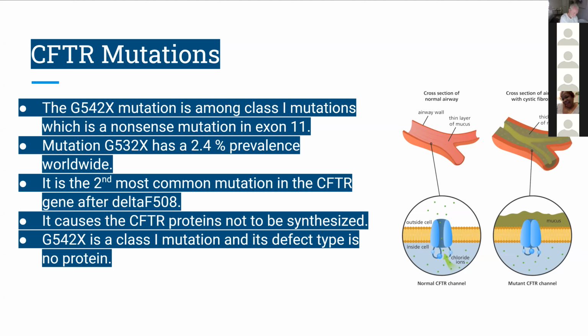for the CFTR mutations, the mutation is among the class 1 mutations, which is a nonsense mutation in exon 11. The mutation itself has a 2.4% prevalence worldwide, and it's the second most common in the CFTR gene after delta F508.